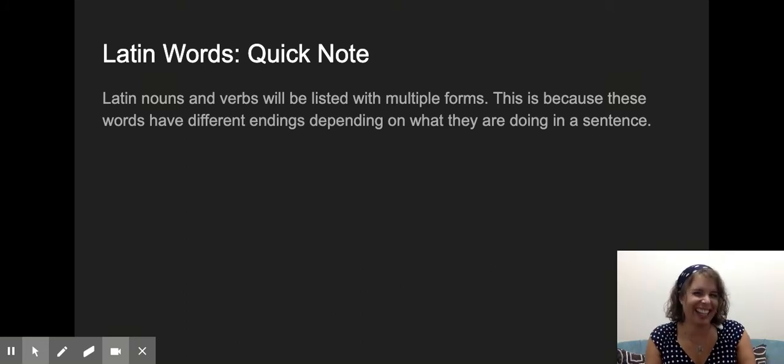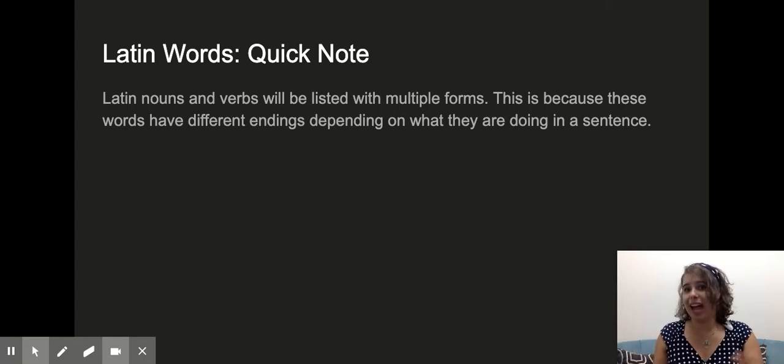Latin is a language that has different endings for words depending on what they're doing in the sentence. So that means that nouns and verbs will have a lot of different options for their endings. We're going to ease you into that very slowly, so don't freak out about that part. But that is why we have multiple forms listed for the nouns and the verbs, because those forms are going to be very important for us later on. And the sooner we can start getting the hang of that, the better.